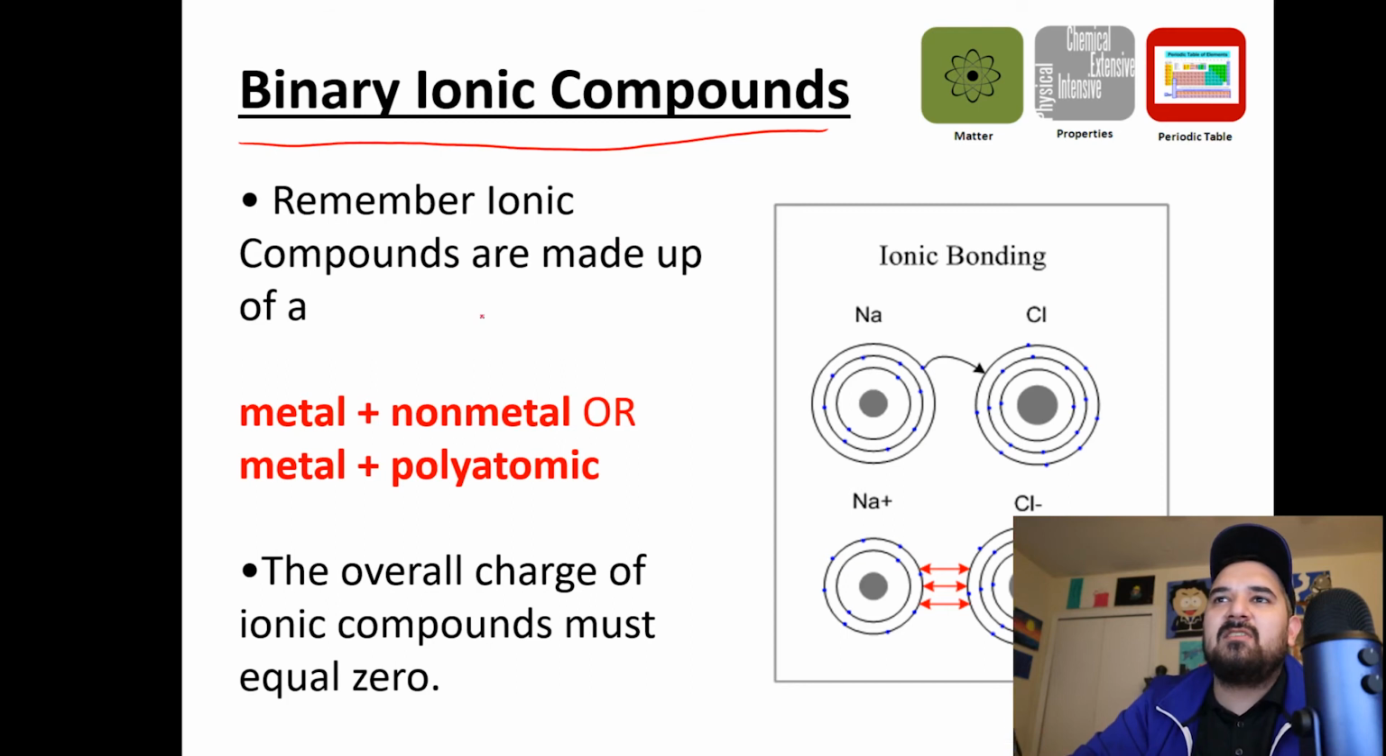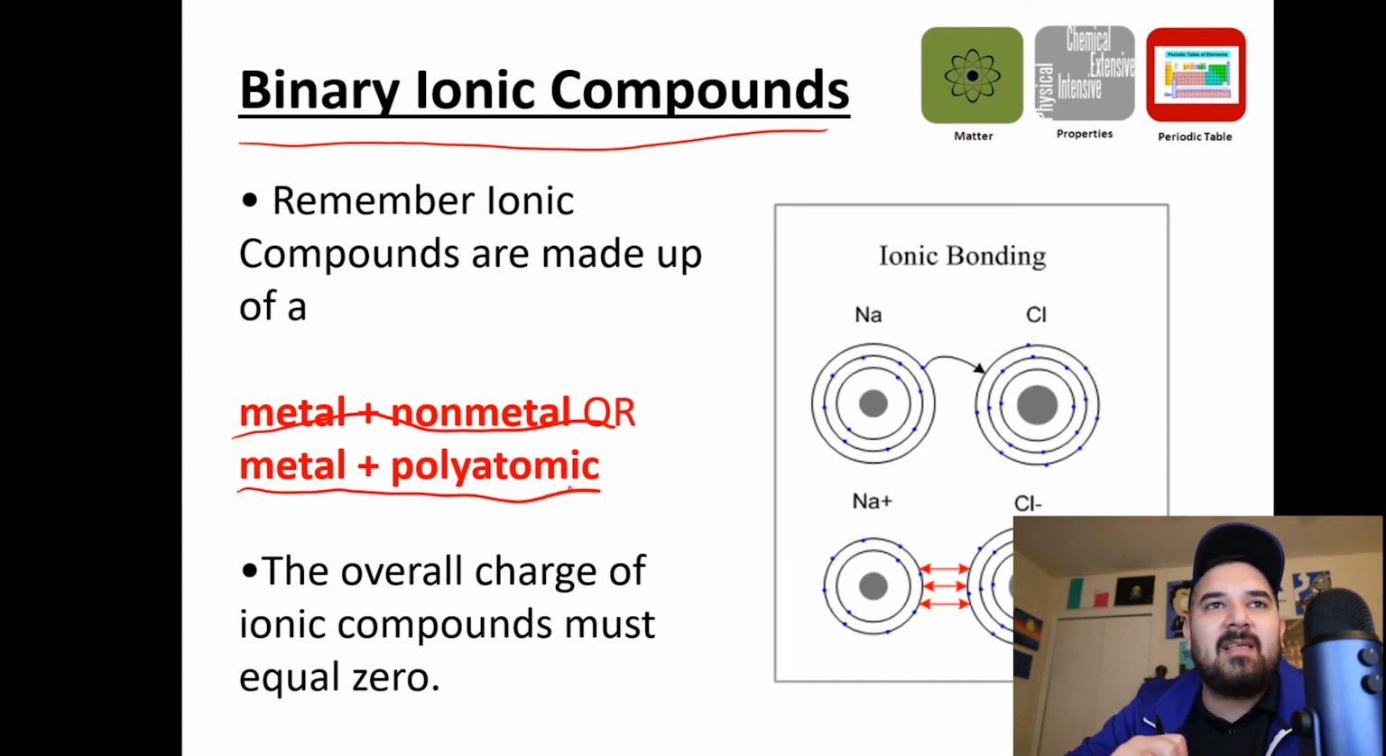Remember, ionic compounds are made up of a metal and a non-metal. And I didn't mention this before, but it could also be a metal and a polyatomic ion. This is the one that confuses people more. Everyone gets metal and non-metal, that's easy. But then metal and polyatomic ion, that's sort of difficult because you don't know the polyatomic ions. You have to have that chart sitting next to you in order to solve the metal and polyatomic ion.